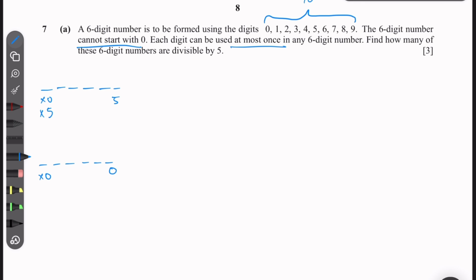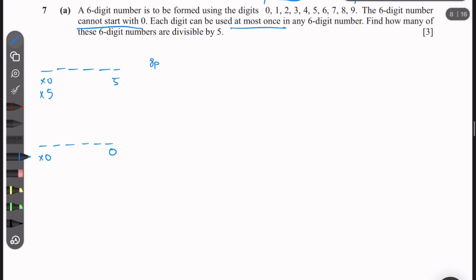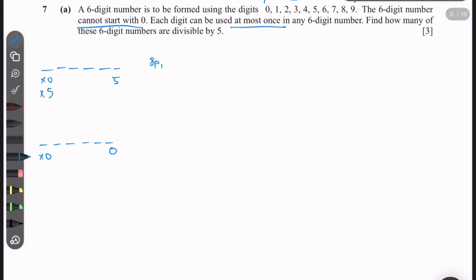And then this will be permutation because the orders matter. And we can write 8p1 times 1p1 times 8p4. We should give this answer. And we use 8p1 because there's 8 possibilities for this part.